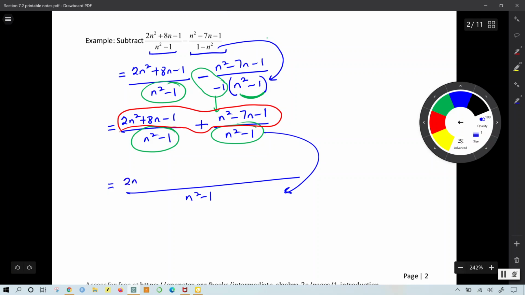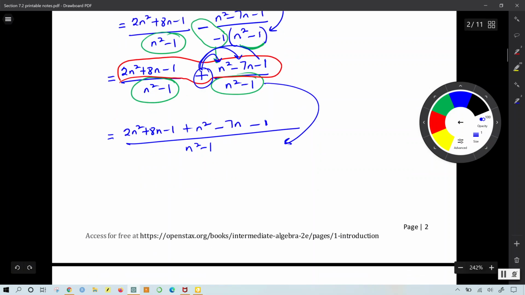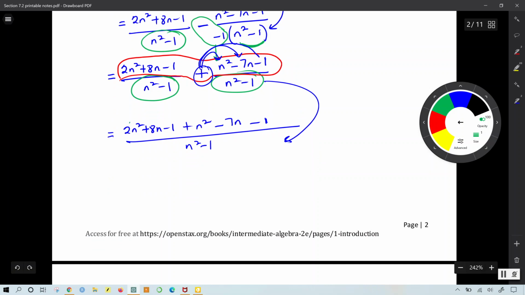So we have 2n squared plus 8n minus 1, and then positive n squared is still positive n squared, positive 7n is still negative 7n, positive negative 1 is still negative 1. That is because positive does not reverse signs. And so what we have next is 2n squared plus n squared, that will be 3n squared, and then plus 8 minus 7, that will be plus 1n, negative 1 minus 1, that will be negative 2, all divided by n squared minus 1.